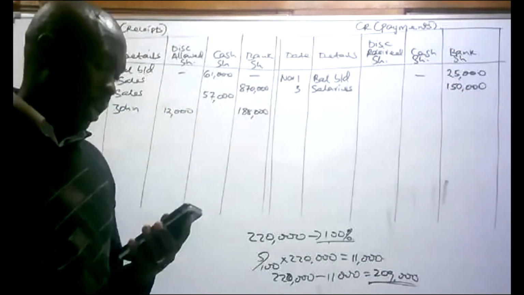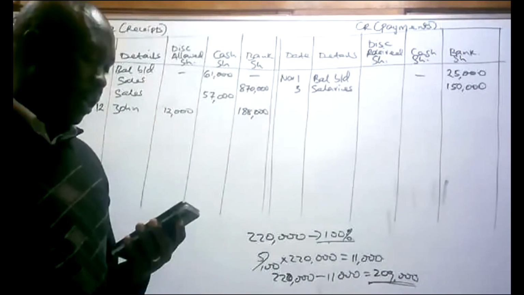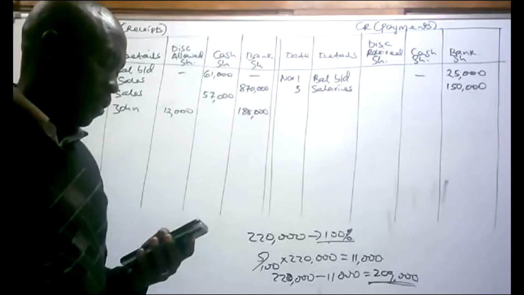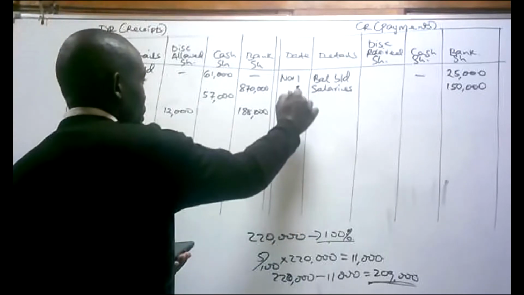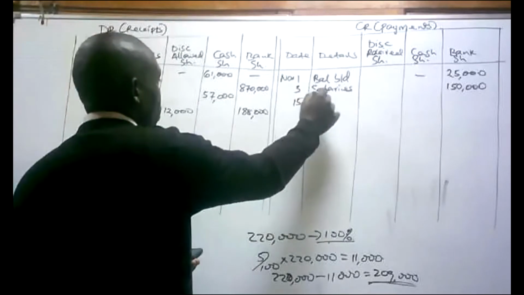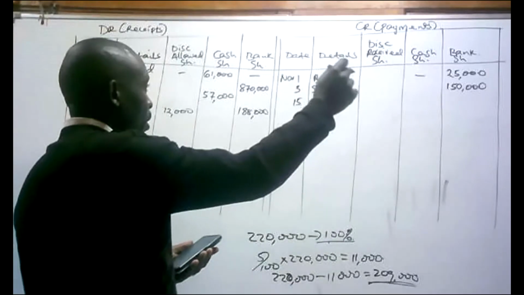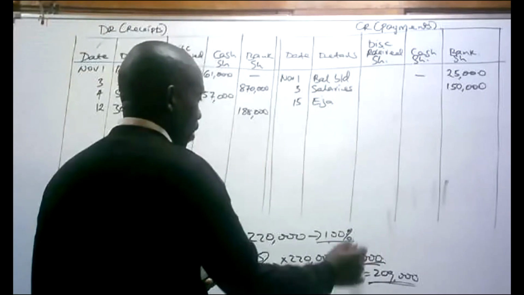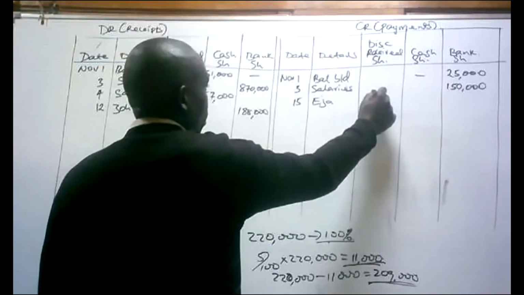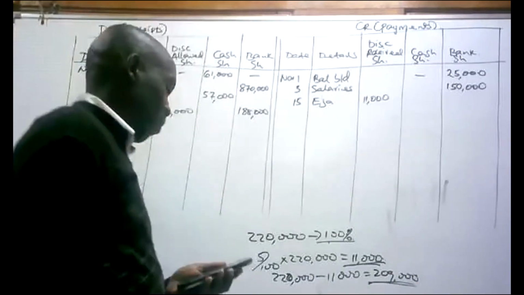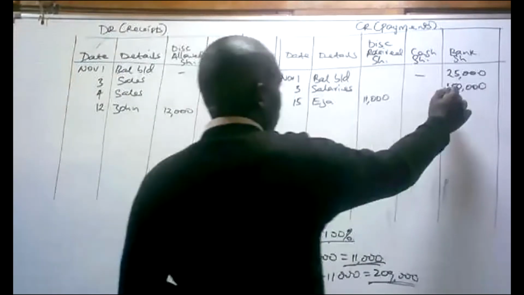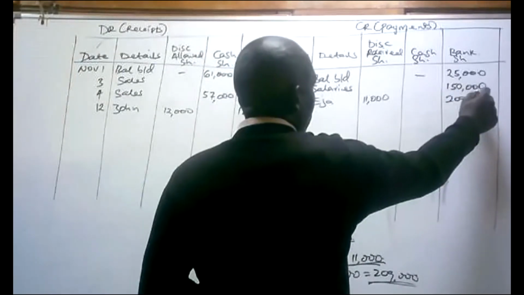So paid Edge Traders 220,000 and deducted a cash discount of 5%. So that is paid. So it is going to be on the payment side. We paid Edge. We received a discount of 11,000. And the amount that we paid was 209,000.